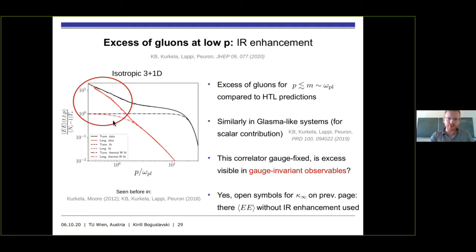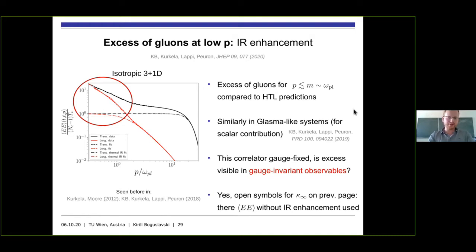So there is a huge difference between the behavior of what you would expect perturbatively and what you actually find in the simulation. And this difference is at soft momentum.